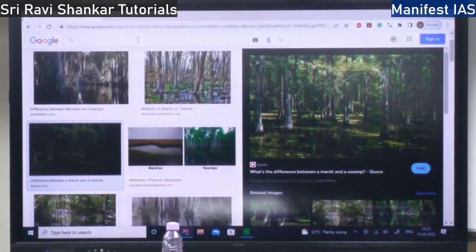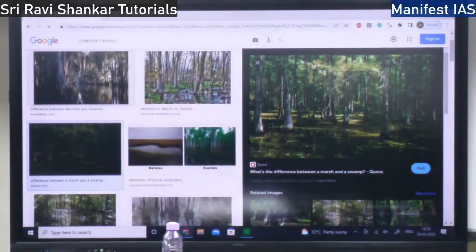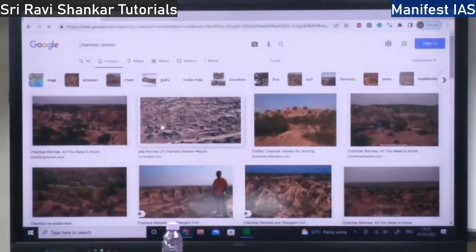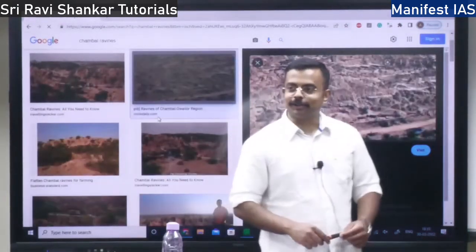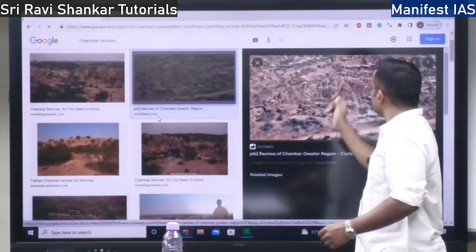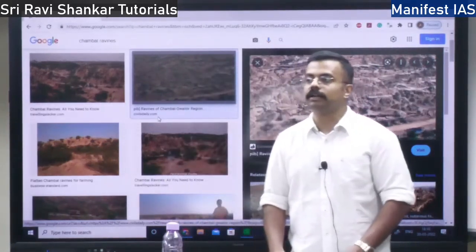Chambal ravines. It is actually shown in the Sipahi Ramu movie. This is the Chambal ravine. Seen this, right? In the Sipahi Ramu movie, in that, he will be moving in this region. So, this is the Chambal ravine. It is found in the northwest part of the plateau.